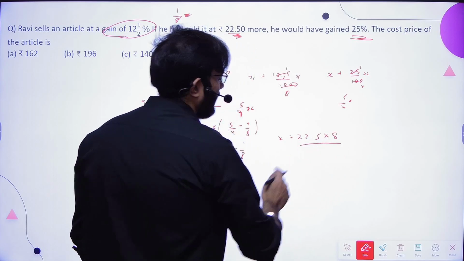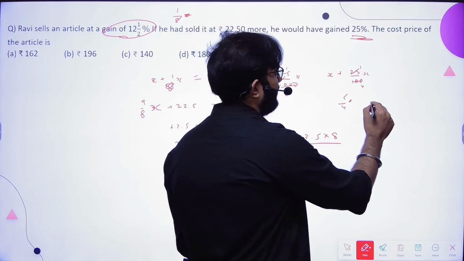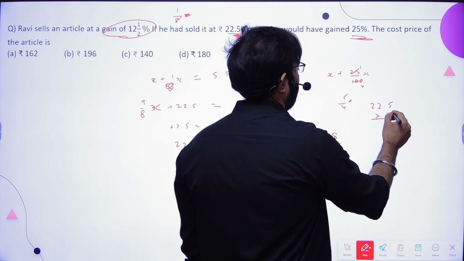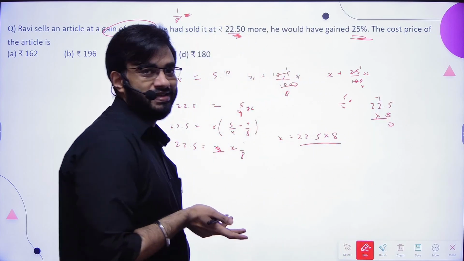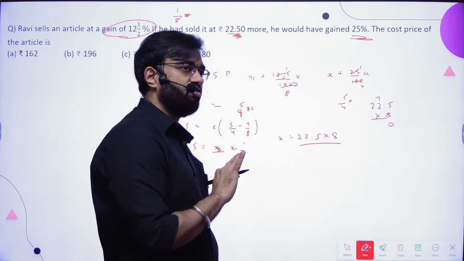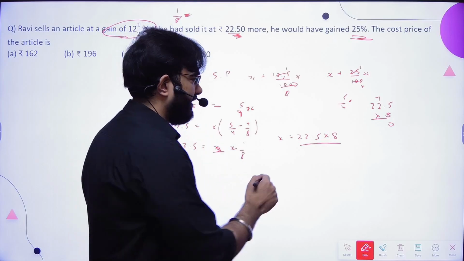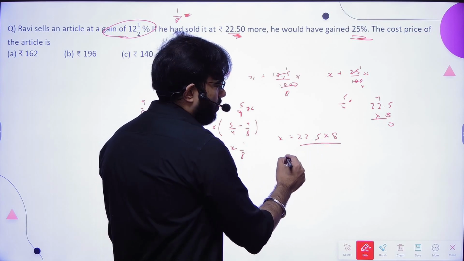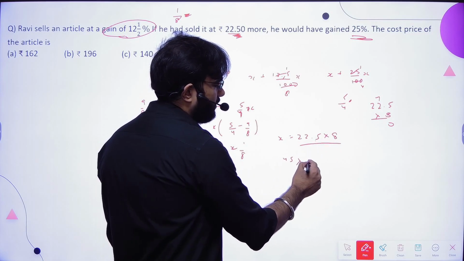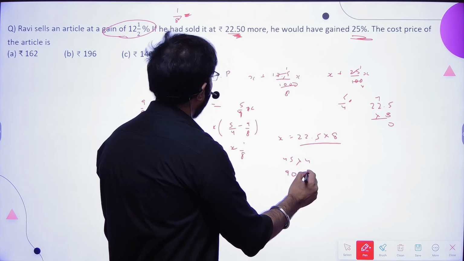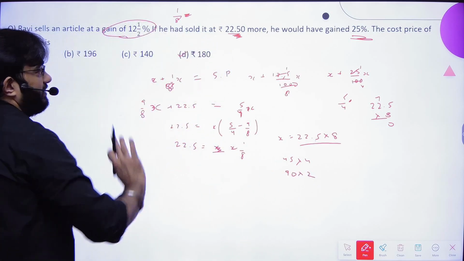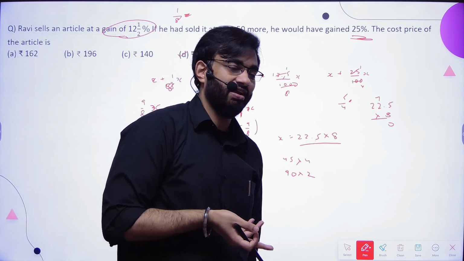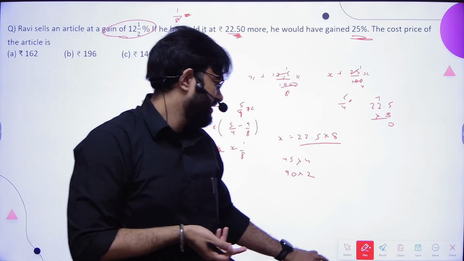Now again, there is no need to go into the basics of third or fourth class and start multiplying. It's just simple. 22.5 is half of 45, 45 is half of 90. So 22.5 we have to do 8 times, or 45 we have to do 4 times, or 90 we have to do 2 times. So the answer is 180. This is the essence of how maths, according to me, should be taught.